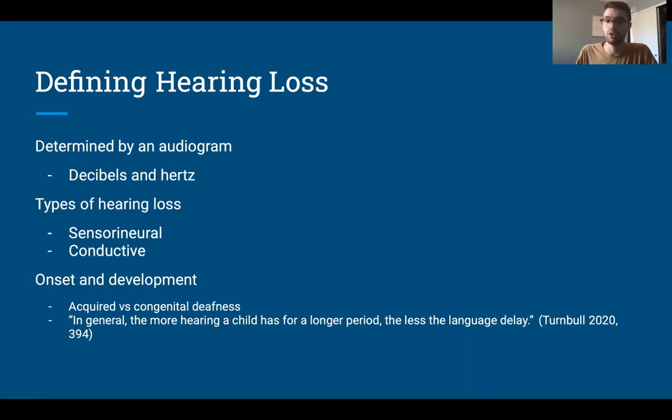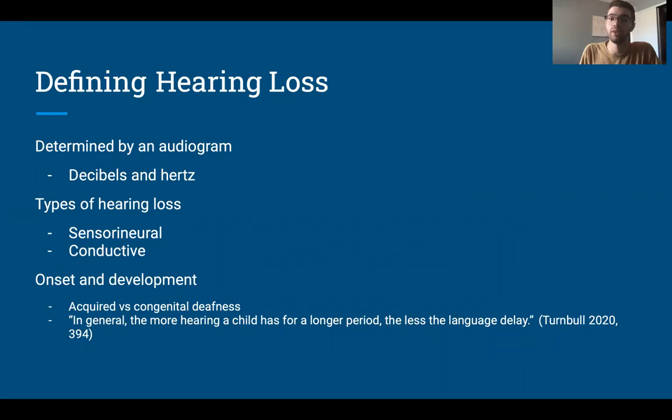There are several types of hearing loss, the two being sensorineural and conductive. Conductive hearing loss has to do with the functions of the outer ear and the middle ear, and sensorineural focuses on the inner ear and where the source of hearing loss occurs.